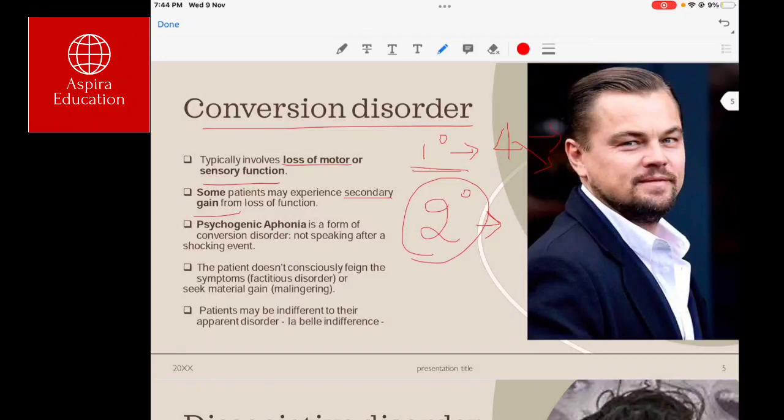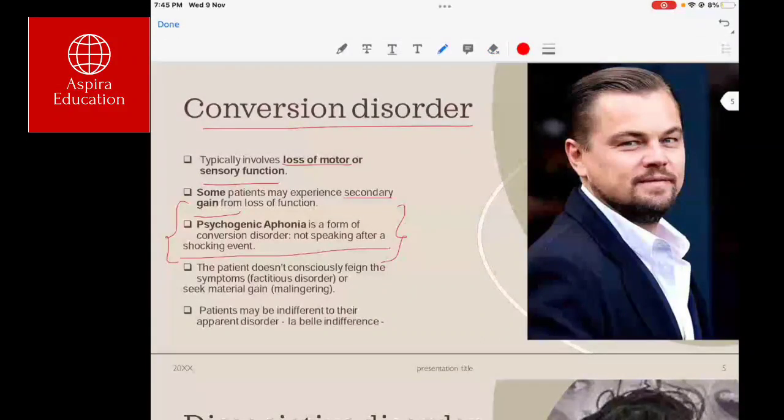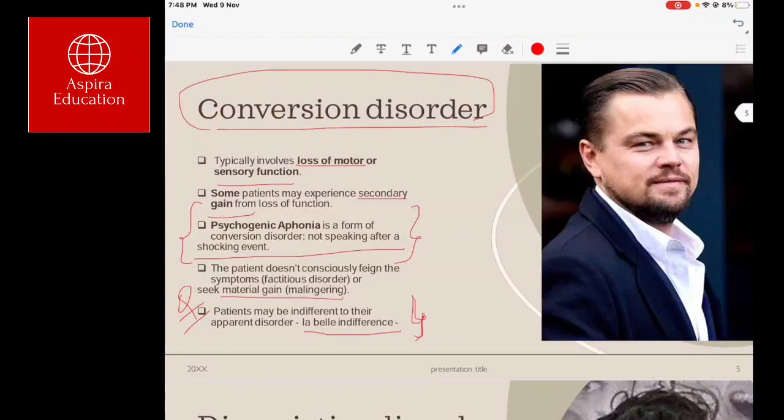And one of the main things in case of conversion disorder is la belle indifference. This may be a question sometimes asked. So what is this la belle indifference? That means the patient remains indifferent to their apparent disorder. Suppose, for example, you're sleeping on the bed, and tomorrow your legs are not moving and your hands are not moving. So you have developed an acute quadriplegia. You'll be shattered, because you will have a huge range of emotions.